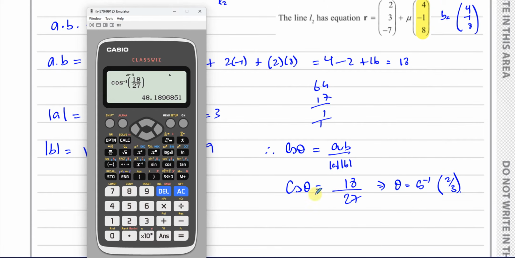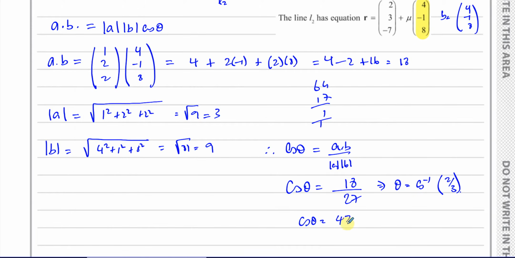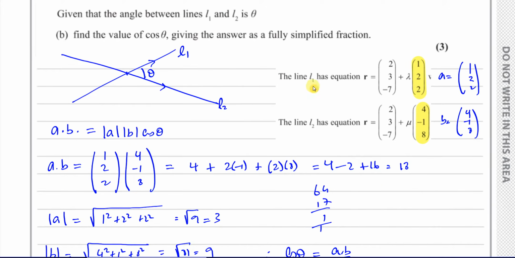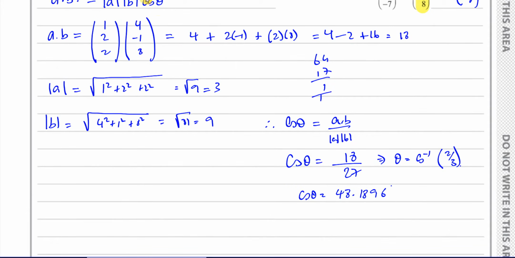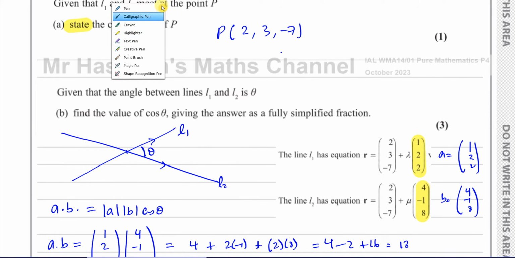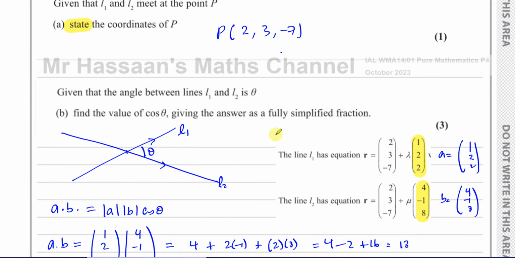That gives us 48.1896. So we want the answer in, okay, they didn't tell, oh, sorry, find the value of cosine theta. So we have to be very careful here. I didn't read the question. Wasted some time. And you don't want to waste time in the exam. So please, don't do what I just did there. Of course I did it just to highlight to you that you shouldn't do that.